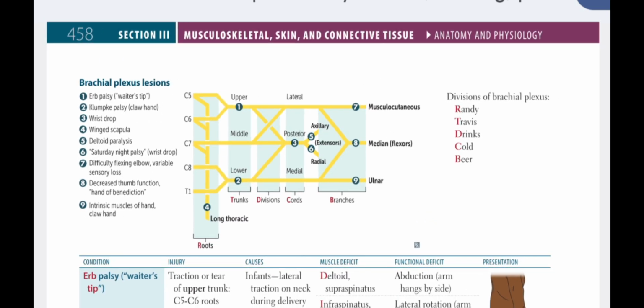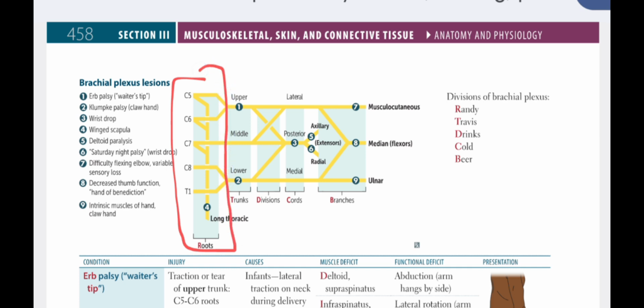The brachial plexus is composed of five nerve roots, starting from C5 up to T1. So C5, C6, C7, C8, and T1. They combine together and give out different branches to supply the upper limb. Starting from C5 and C6, then we have C7, then we have C8 and T1. These are known as roots, the origination of the nerves.